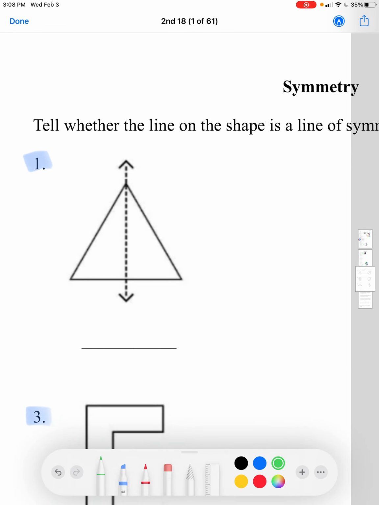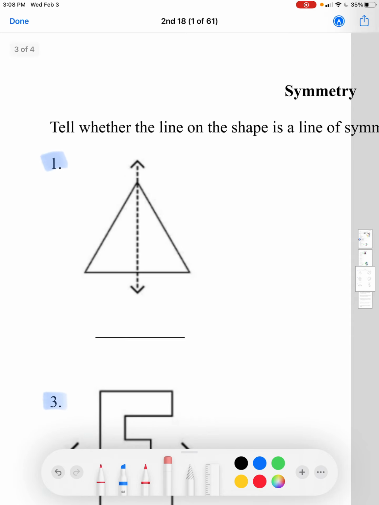So if we look at number 1, we have this dotted line going through the triangle. And we have to tell if this line is a line of symmetry or not. And that means that both sides of the line are the same, but mirrored versions of each other. So if we take this side of the triangle and we flip it over this way, it will be the exact same as this side of the triangle. So they should be the exact same. Both sides of the line should be the exact same, but they're opposite.